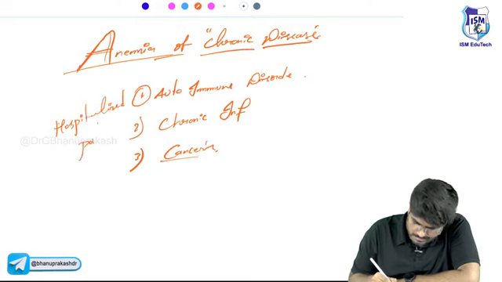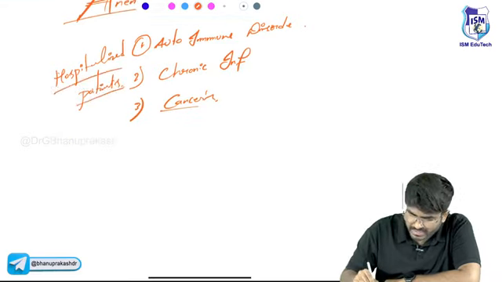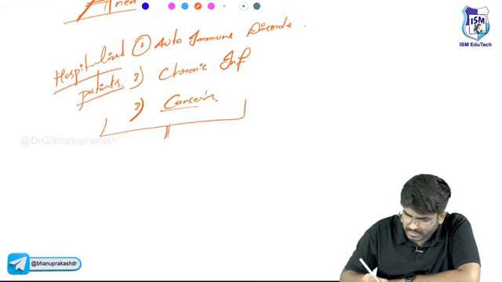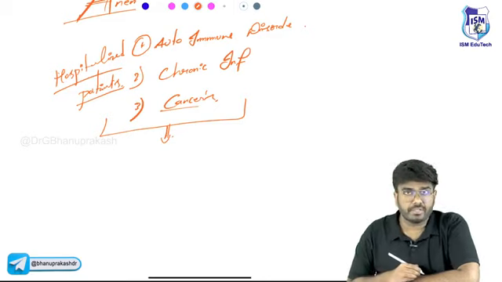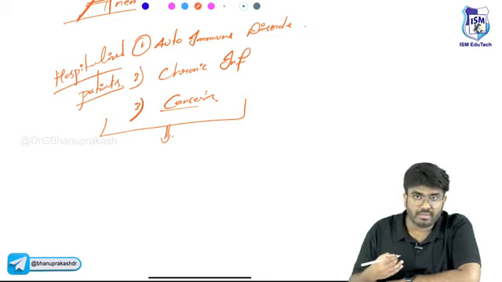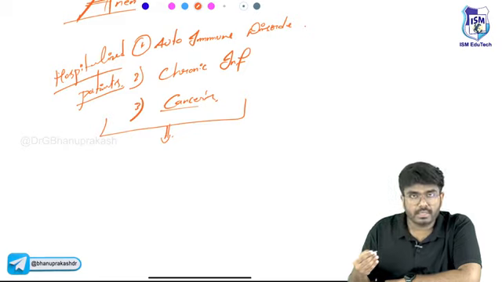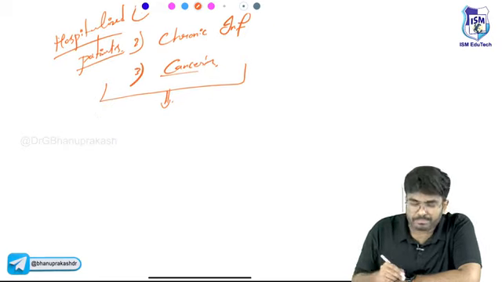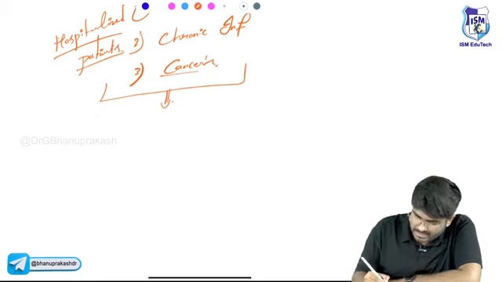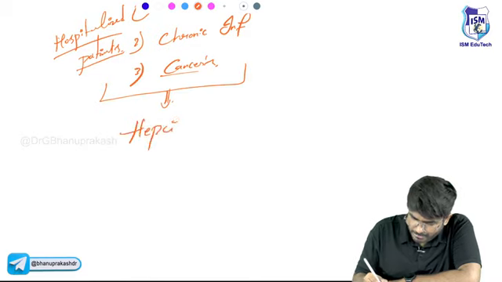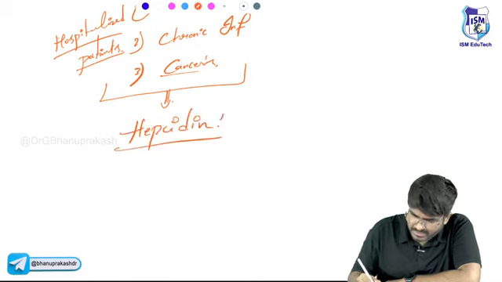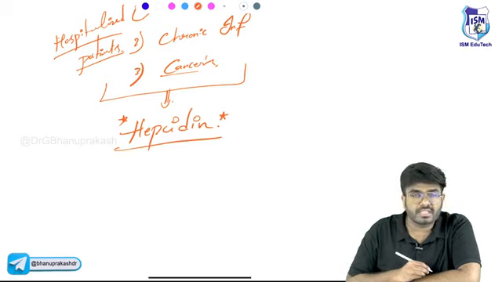Hospitalized patients. In these patients, do you know acute phase reactants are going to be produced? One acute phase reactant is going to be produced via the liver. Whenever there is chronic inflammation in the body, the liver is going to produce a protein which is called hepcidin. Do you know what this hepcidin is going to do?